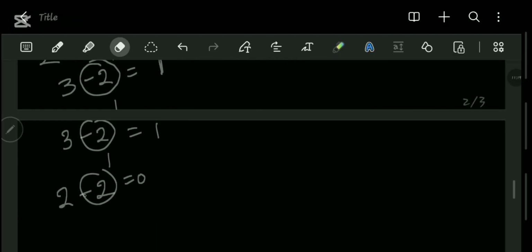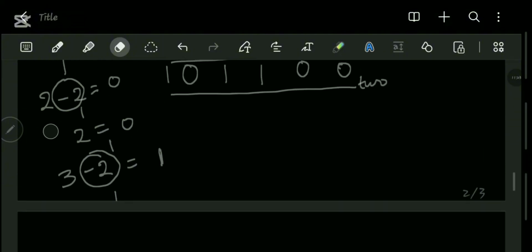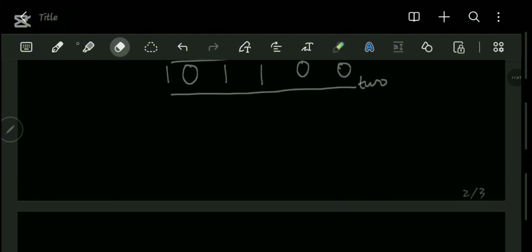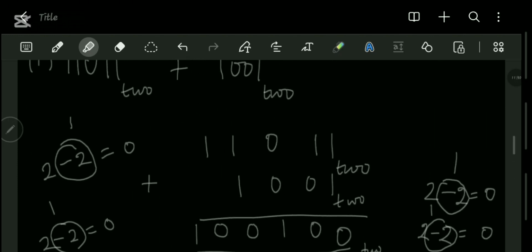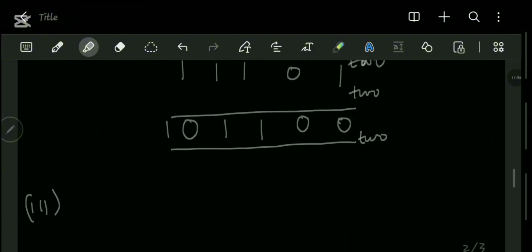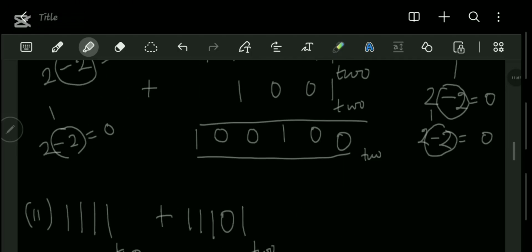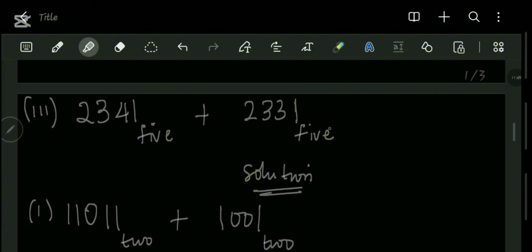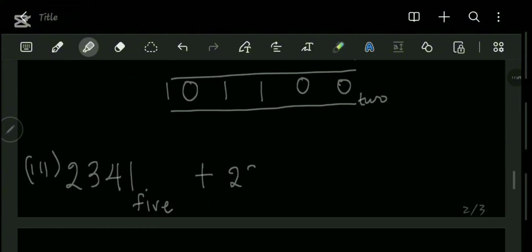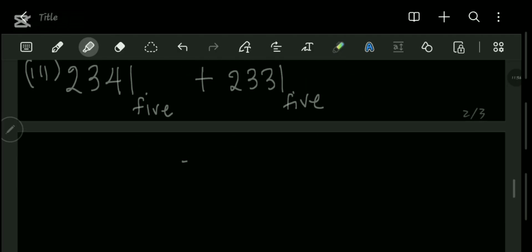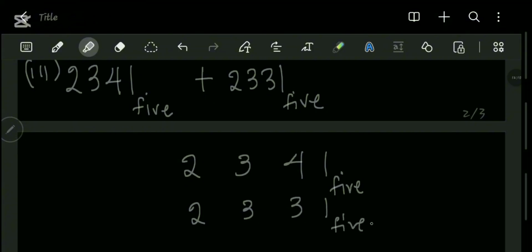And then for the third example, let me erase this. For the third example, we were given 2341 in base 5, plus 2331 in base 5. So look at it clearly, the same arrangement. So we have 2, 3, 4, 1. This number is in the base of 5. And then we have 2, 3, 3, 1 in the base of 5.